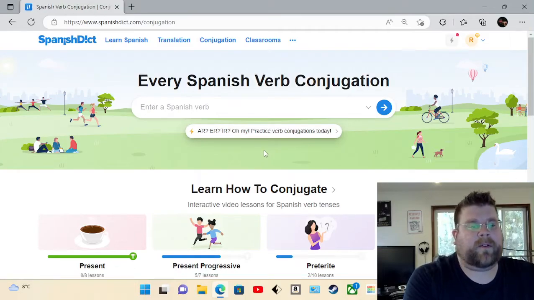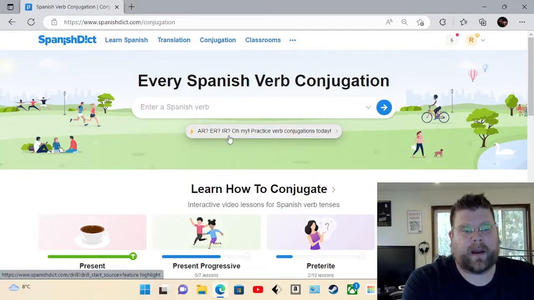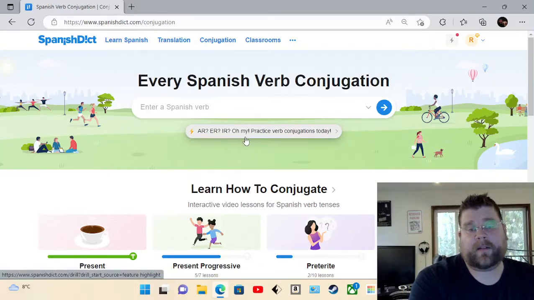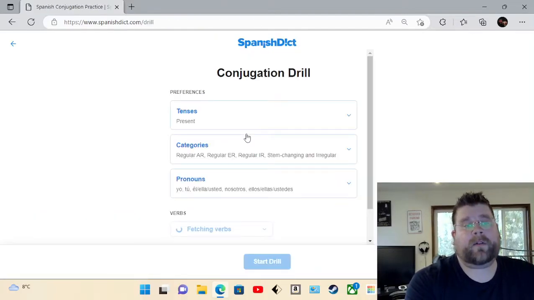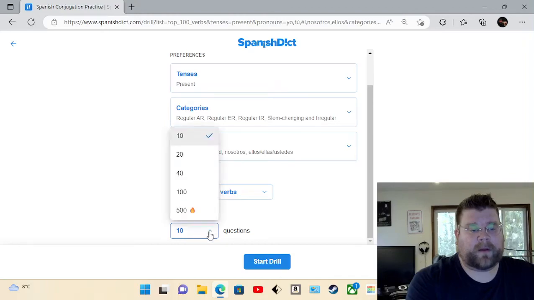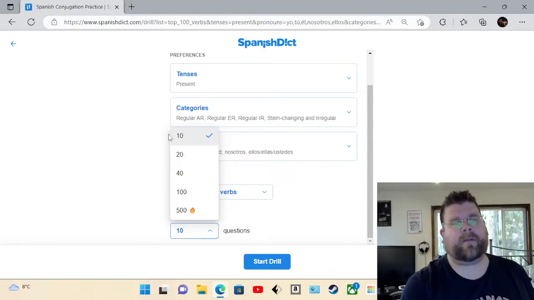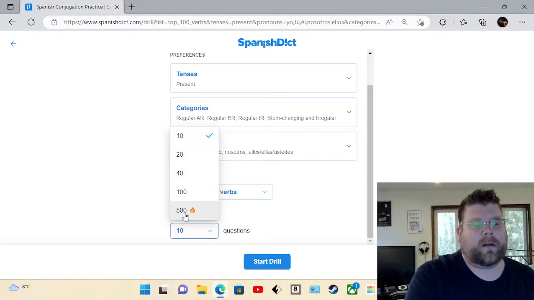Oh yeah, I wanted to show you one more thing. Really awesome when you're first starting out: you go to the conjugation tab, and right underneath the search bar, there's this AR, ER, IR, oh my, practice verb conjugations today. That will set you up with a little mini quiz, or it can be a gigantic quiz depending on how big of a test you want it to be. I usually recommend just doing 10, and then maybe change up what tenses you're practicing. Only crazy people do 500.